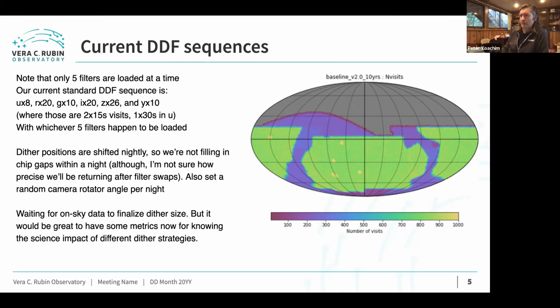Also, I'm not sure how precise we're going to be returning after filter swaps, so there might be some jitter in there as well. We also set the camera rotator angle randomly per night, so there's lots of dithering going on there. We're not going to finalize the dither size until we have on-sky data, and I think at least one of the fields has a bright star nearby, so we might want to make sure we're dithering always away from the bright star and not necessarily doing a completely random dither. Next slide.